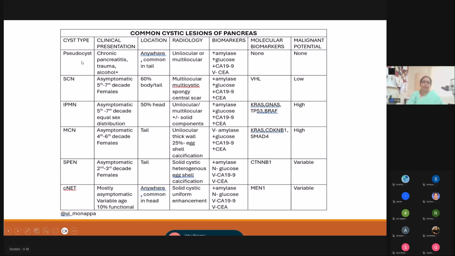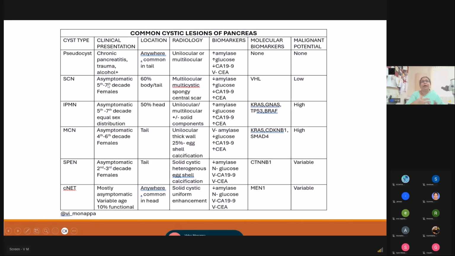Of course, you know, pseudocysts are associated with chronic pancreatitis, or they could be secondary to trauma or in a patient with alcohol consumption. They can occur anywhere, but they are common in the tail. Radiologically, they are unilocular or multilocular. And look at this. Since the pseudocyst could be linked to the pancreatic ducts, the amylase will be elevated. Glucose is also elevated. The CA19-9 and CEA are not really elevated. No molecular biomarkers are available, and the risk of malignancy is none.